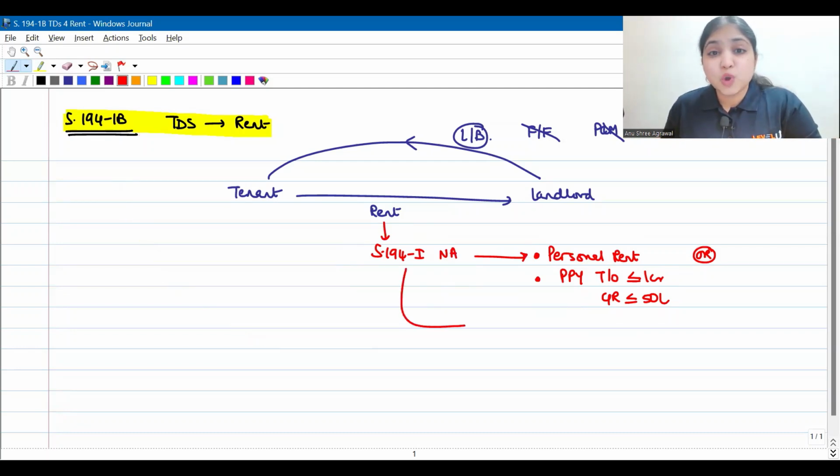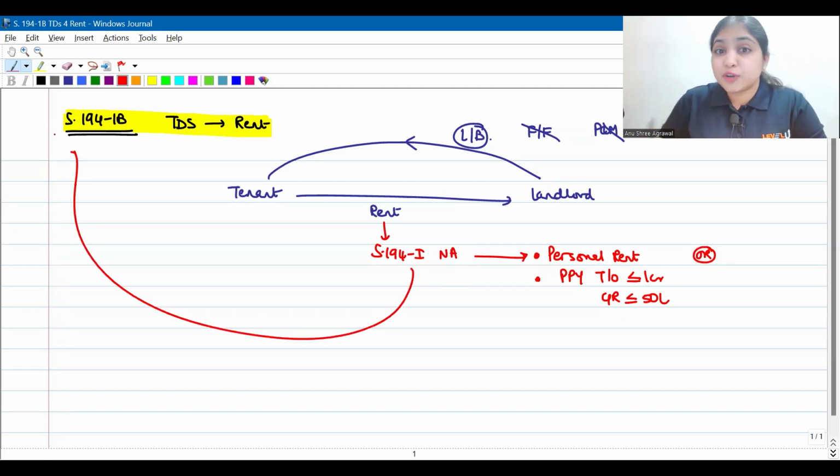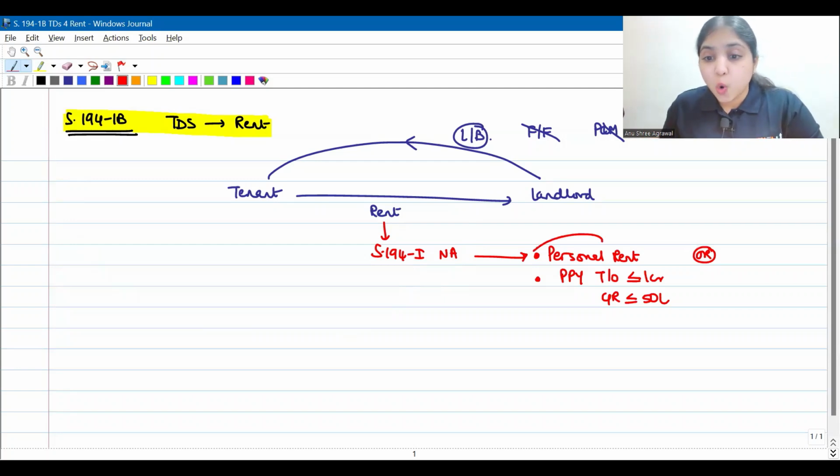Now see, there can be so many other reasons also where 194I is not applicable. If you remember, 194I applies only if the aggregate rent is more than 2,40,000. So if it is within 2,40,000, 194I will not apply. So in that case, can you come to 194IB? No, you're understanding. Only because of these two reasons you can come to 194IB and not because of any other reason.